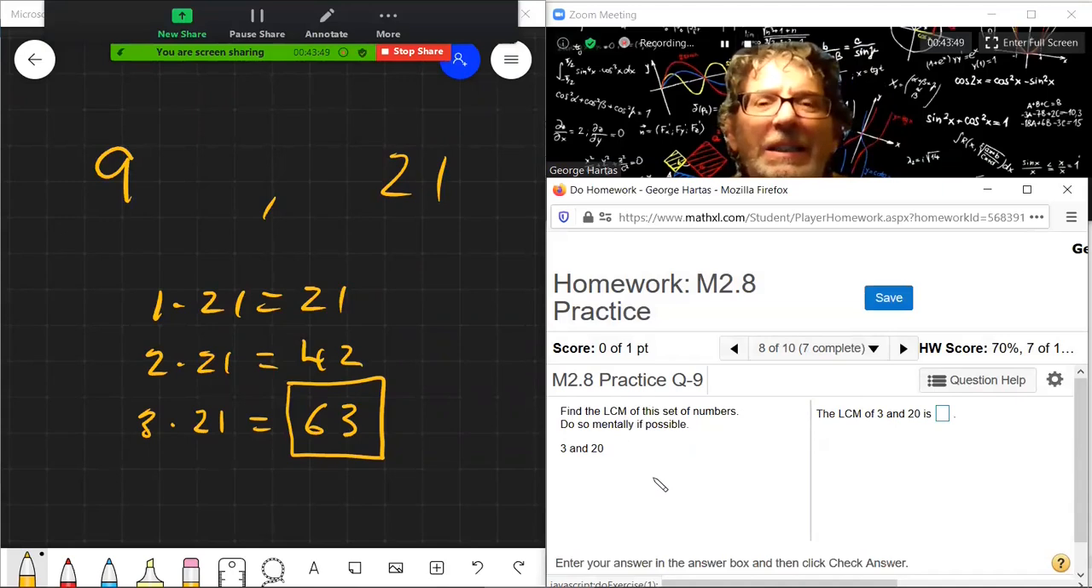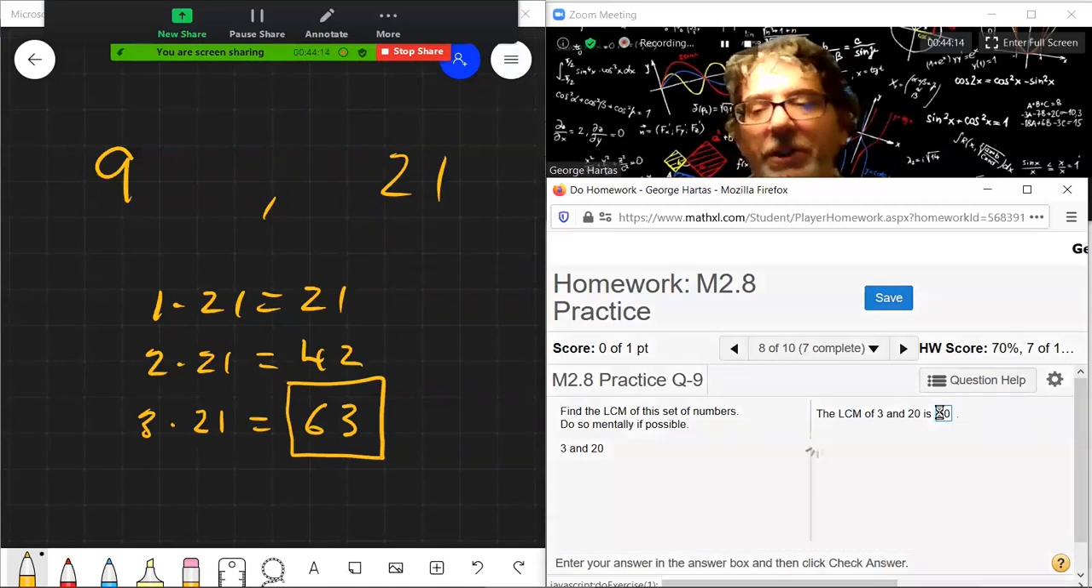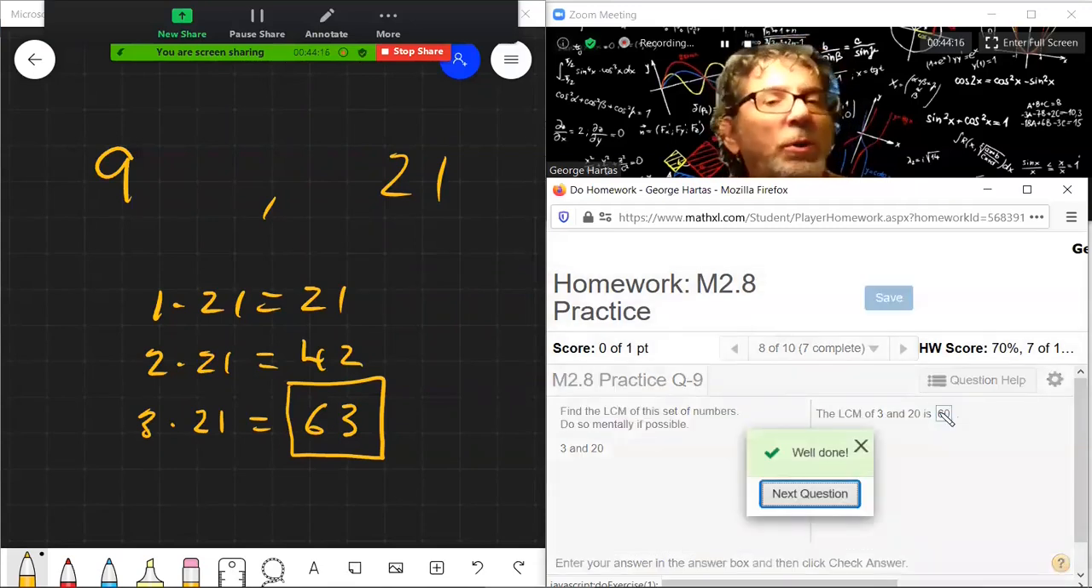Nope. 3 times 13 is 39. Take the next multiple of the bigger number. 3 times 20 is 60. Does 3 go into 60? Yeah. 3 goes into 60 20 times, right? So 3 goes into 60. Now, you don't have to do it mentally, like they say, but sometimes you can do these mentally. Now, this is a kind of big number. It's hard to do mentally, but if you can, go for it.